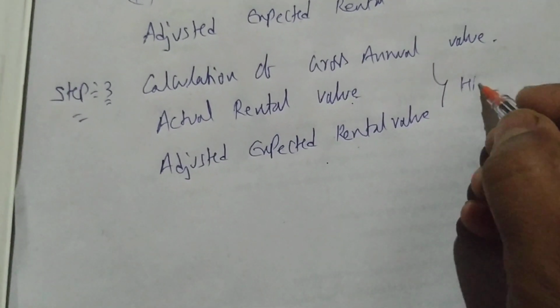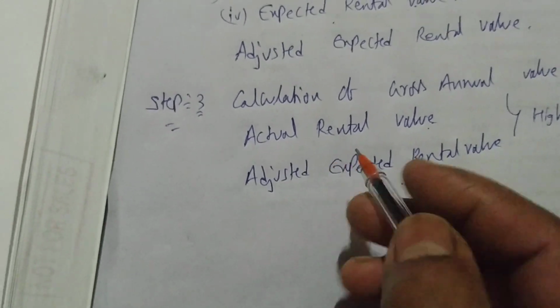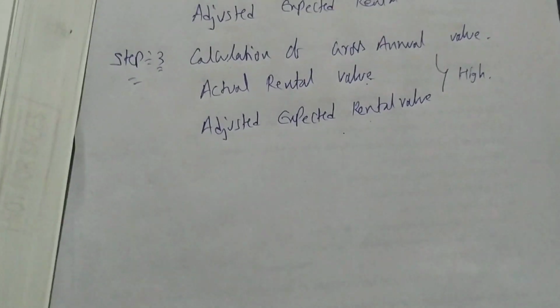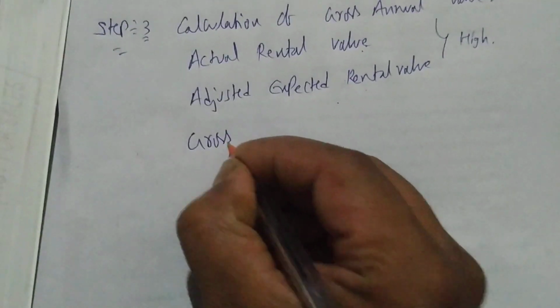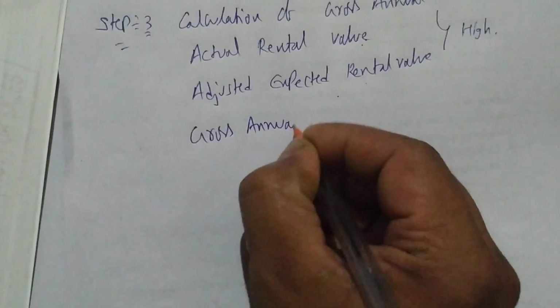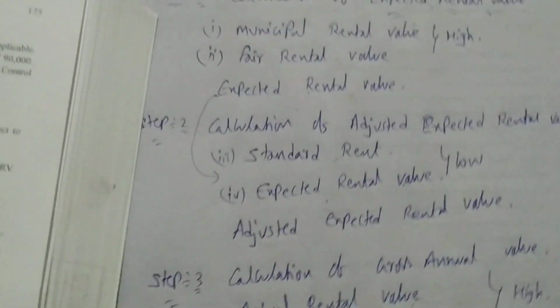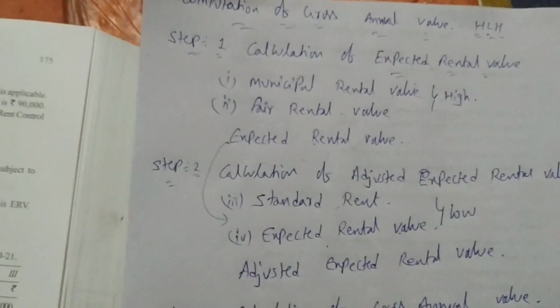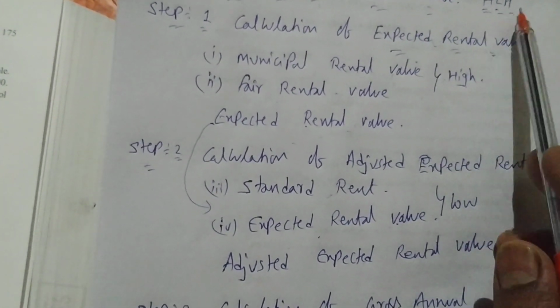Whichever is high between the two will be considered as gross annual value. So you should know how to find out gross annual value. To find out gross annual value, we have to remember high, low, high.